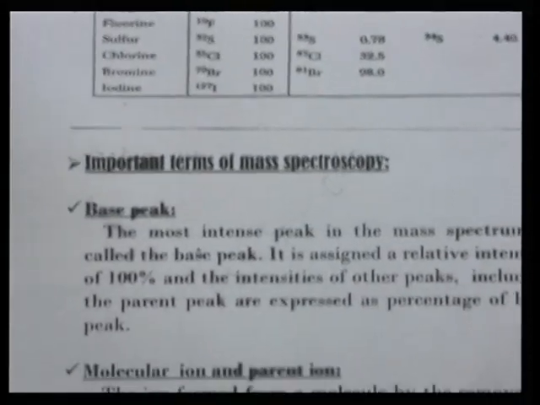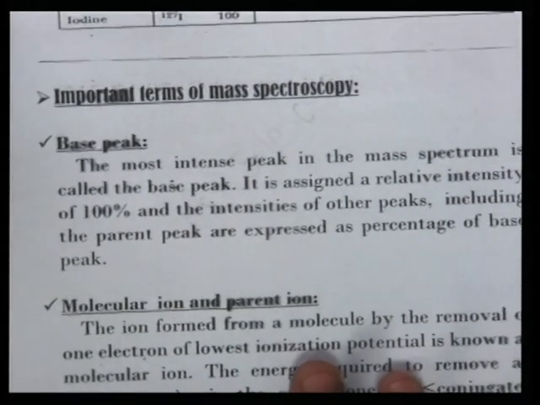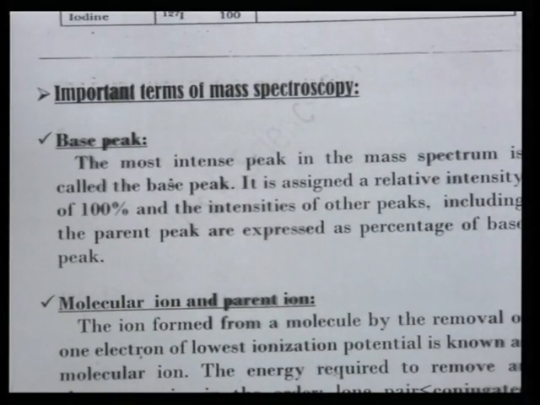Now, important terms of mass spectroscopy. First is the base peak. The most intense peak in the mass spectrum is called the base peak. It is assigned a relative intensity of 100%, and the intensities of the other peaks, including the parent peak, are expressed as a percentage of the base peak.